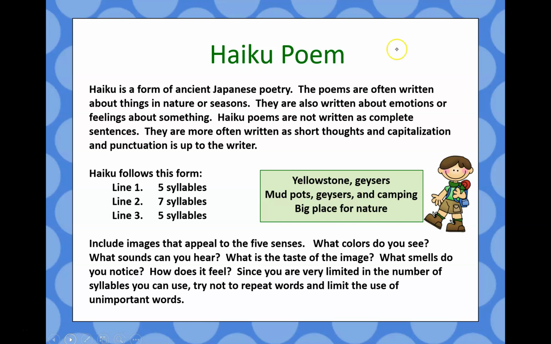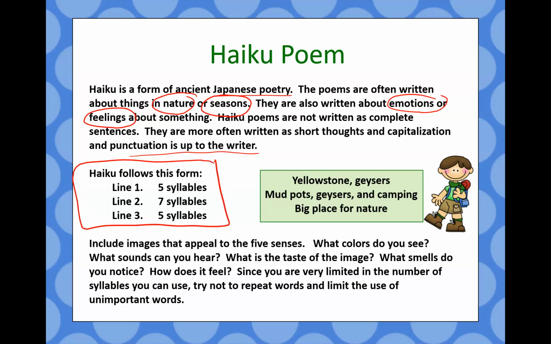I know there's a lot of information on the page, so go ahead and start up there at the top with me. So this says haiku poem, and it's reminding you that a haiku is a form of ancient Japanese poetry, which is really neat. The poems are often written about things in nature or seasons. They are also written about emotions or feelings about something. Haiku poems are not written as complete sentences. They are more often written as short thoughts, and capitalization and punctuation is up to the writer. So sometimes it helps to have punctuation in there. Other times it actually helps to totally get rid of it.